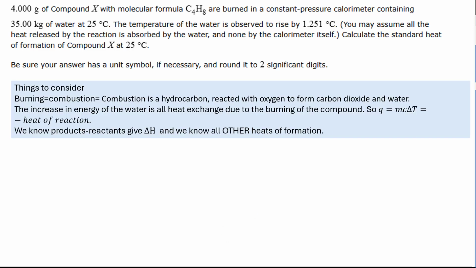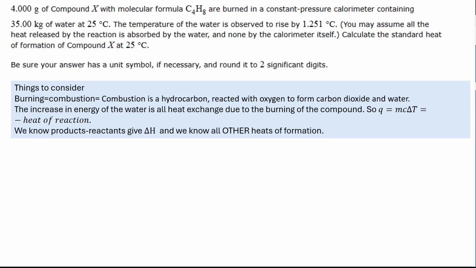All right, so for this one, they're talking about it being burning, which means that it's a combustion reaction. We want to make sure we remember that combustion is when we react a hydrocarbon with oxygen to form carbon dioxide and water. Now, however much the water is increasing in heat, that's going to come directly from the reaction. And here, because it's a constant pressure calorimeter, we know that the heat of the reaction is equal in magnitude to the Q. I say equal in magnitude because if we're measuring the Q as the change in Q of the water, it's going to be opposite in sign. But that's okay. We can do that.